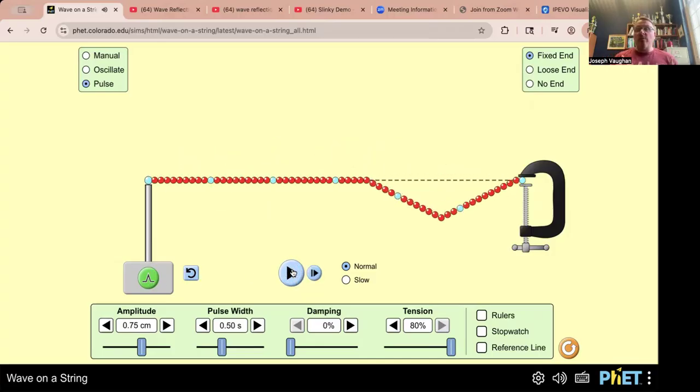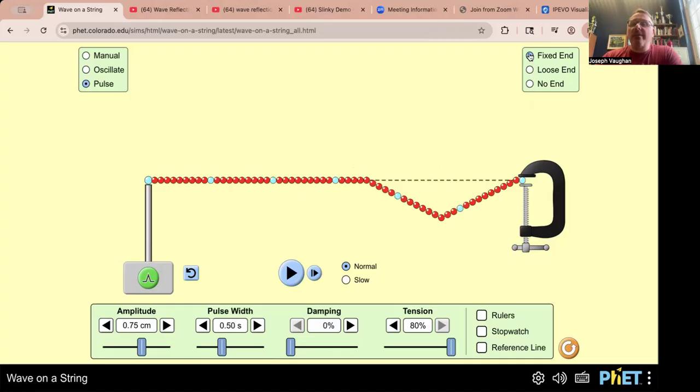right? Did you see that the pulse had an orientation that was above the equilibrium line and then it was below the equilibrium line? There you go. That is not reflection. That is something that's called an inversion. And that only happens in this type of reflection. And what type is that?